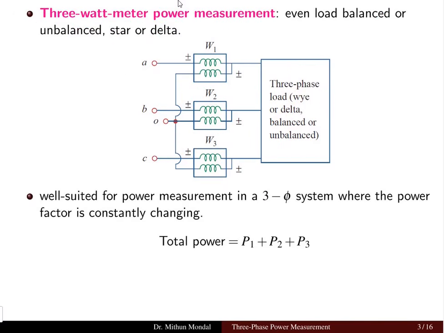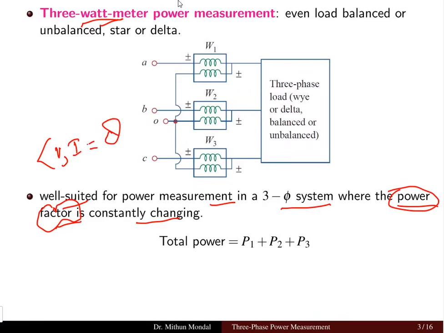So this 3 wattmeter method of power measurement is well suited for power measurement in a 3-phase system where the power factor is constantly changing. We know that power factor basically depends upon the angle between the voltage and the current, which is equal to theta, and this theta depends upon what type of load you have, whether resistive, inductive, capacitive, or a combination of that. So this load is constantly changing.